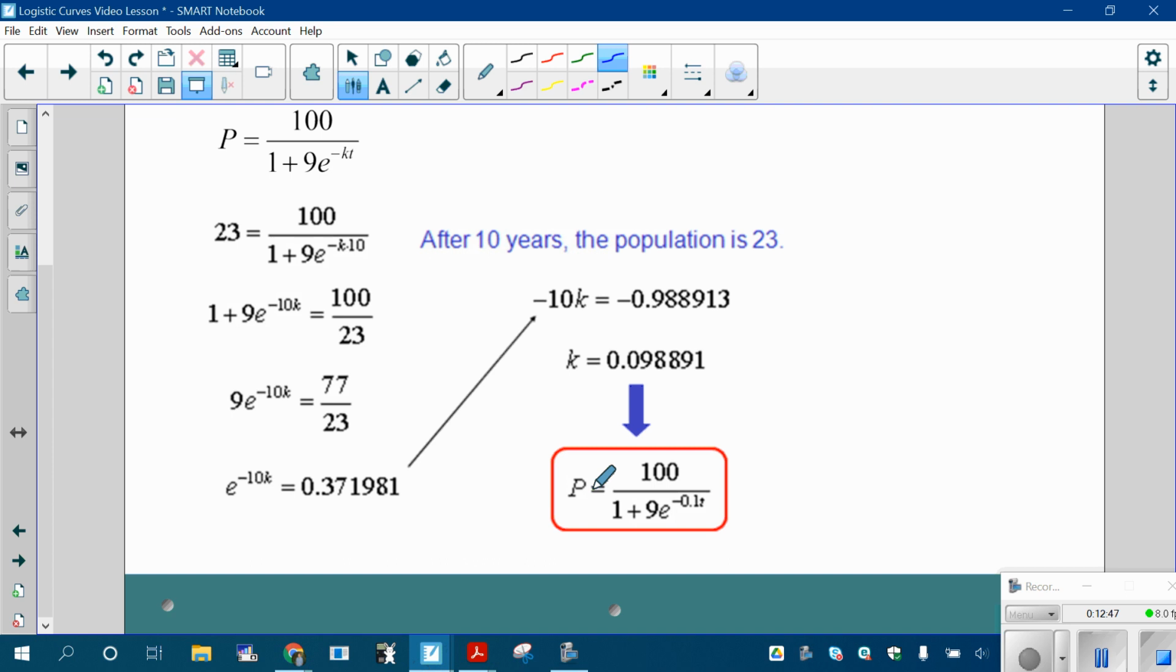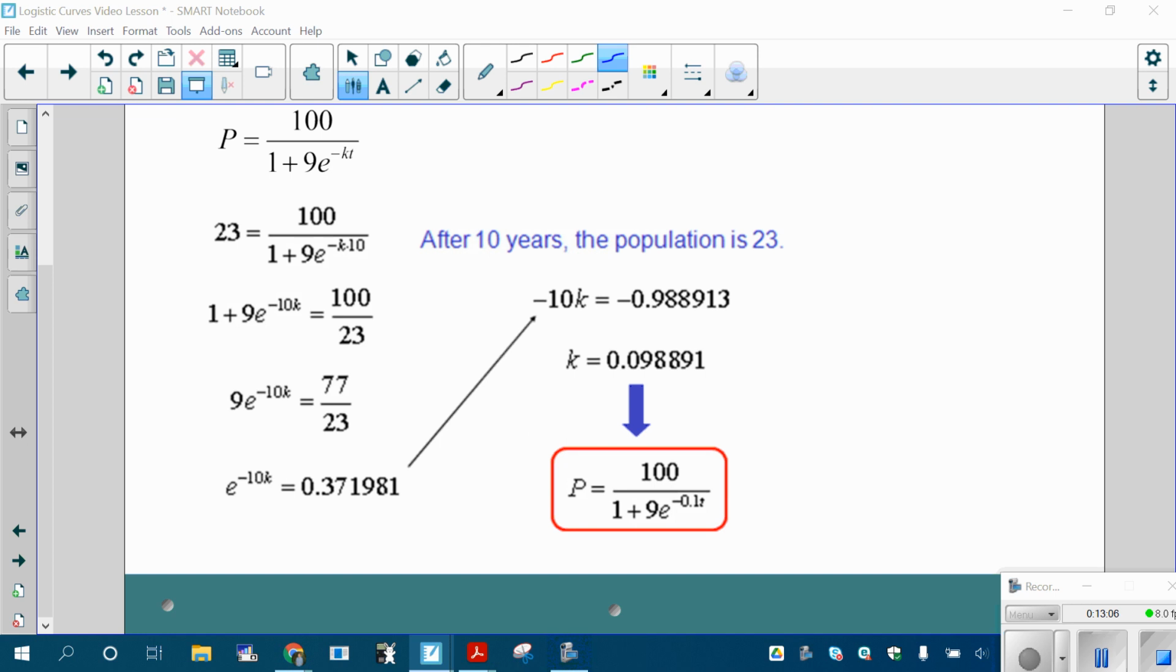You could, of course, check this. When I plug in 0 for t, I should get out 10 bears. When I plug in 10 for t, I should get out 23 bears. If I plug in a giant number for t, its carrying capacity is 100, so this population of bears should approach 100 but never hit 100.